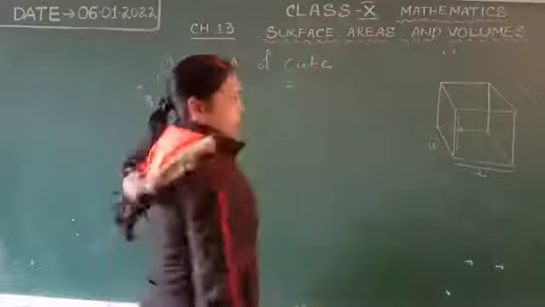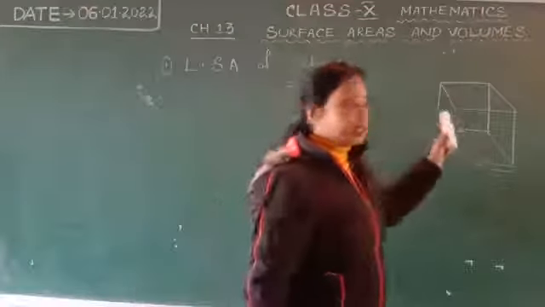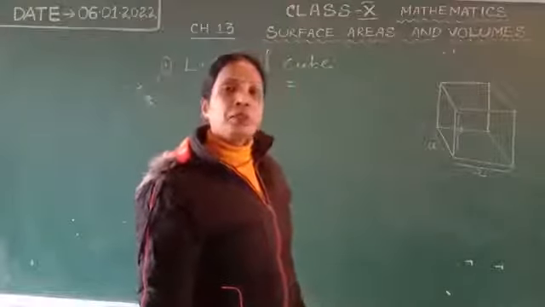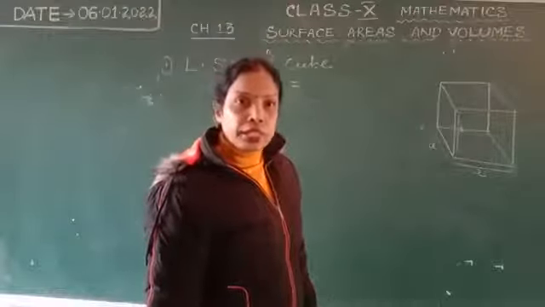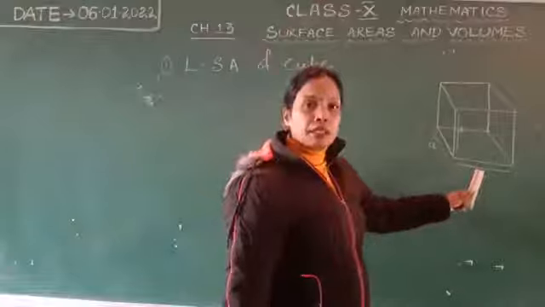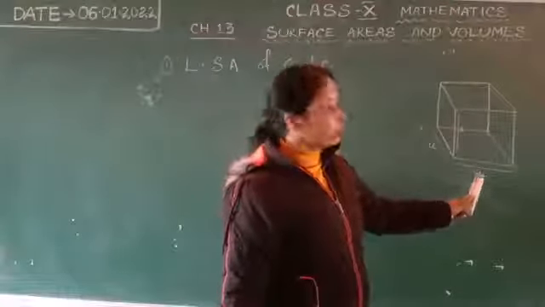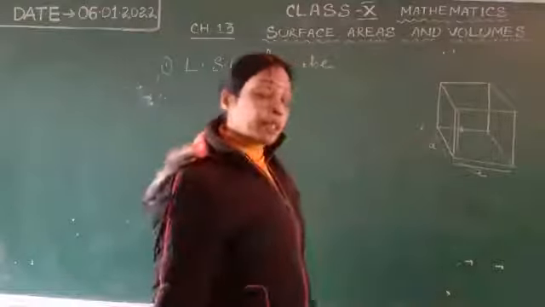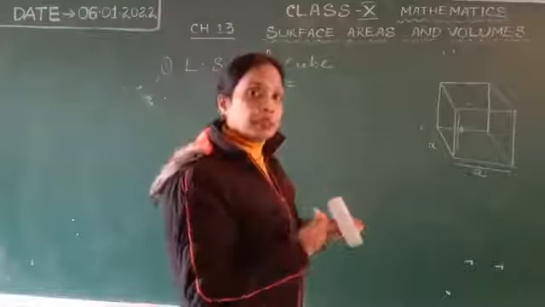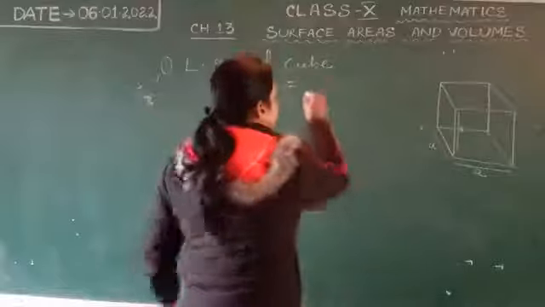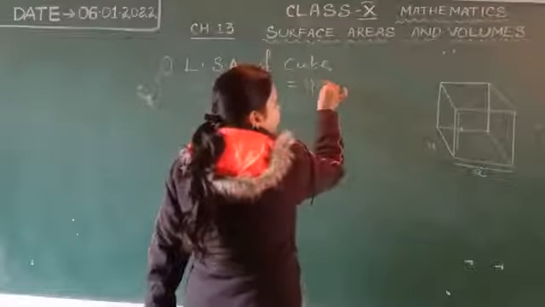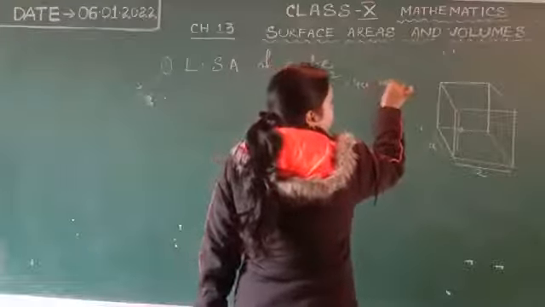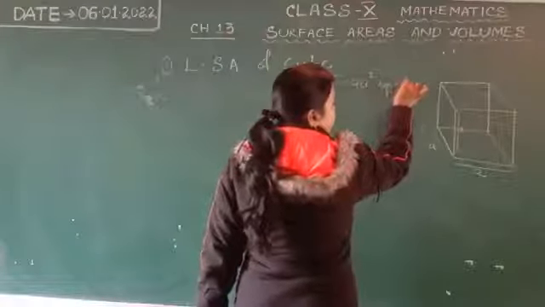Now see here, each face is in the shape of a square. I think all of you know the area of a square: side into side. Here we take A as the side of this face. So A into A is equal to A square. Lateral surface area means the four side faces, so that is equal to 4 into A square. So that is 4A square unit.